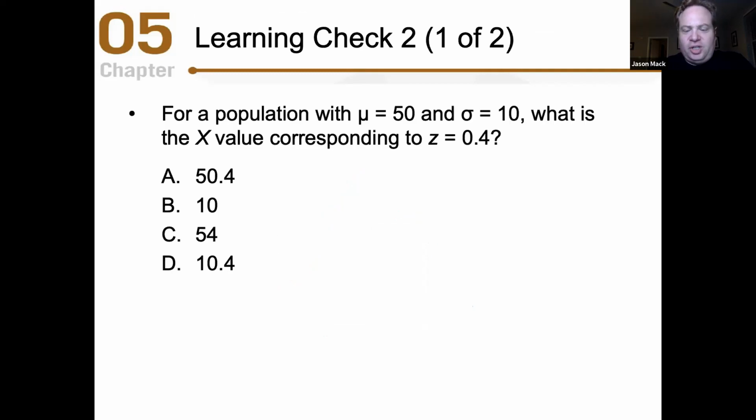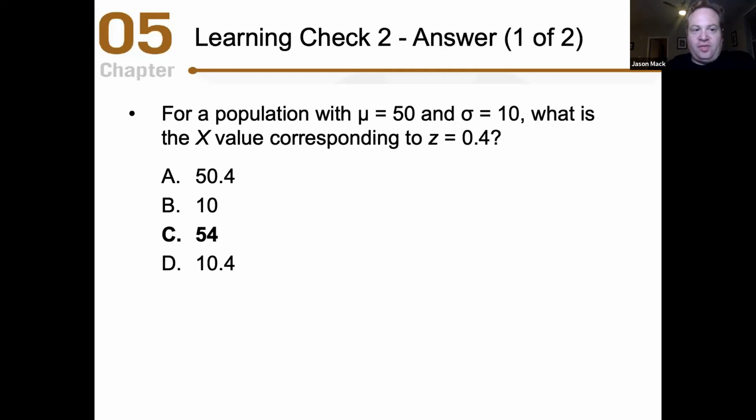All right, so learning check. For a population with a mean of 50 and a standard deviation of 10, what is the X value corresponding to z equals 0.4? So take a moment, and hopefully you jotted down that formula, and try to calculate it to figure out what the X value is. And that answer is 54.